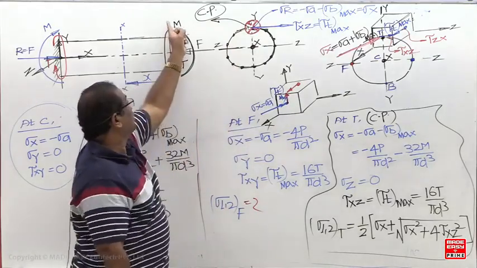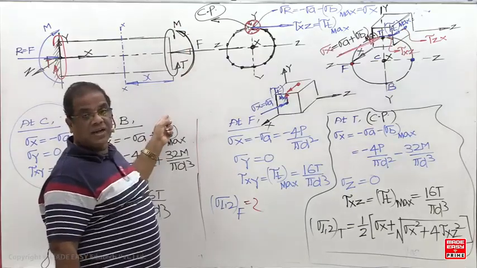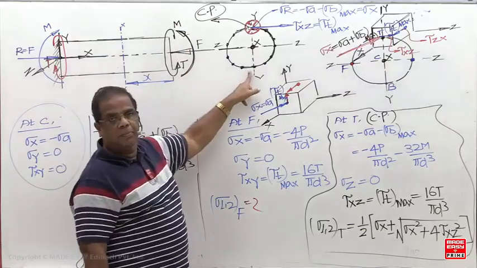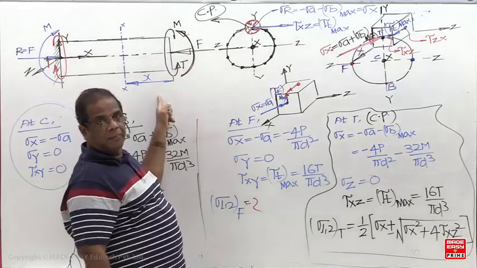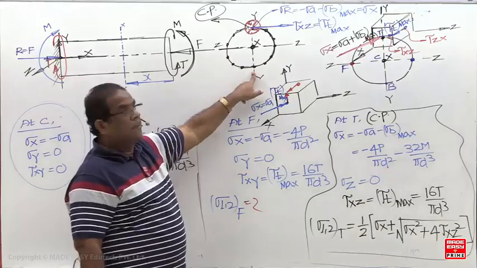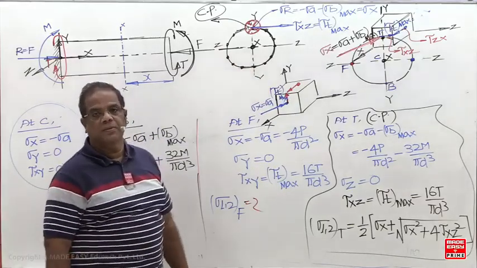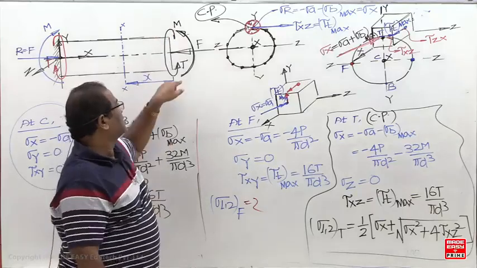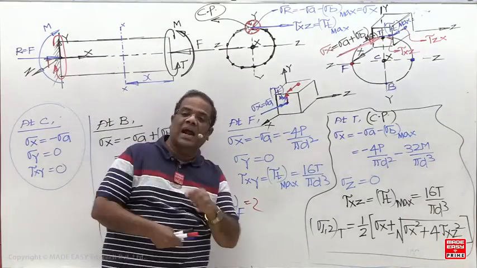So if I change this to hogging, which one is the critical point now? Bottom will be the critical point. In place of this, sagging. If I take hogging, then the bottom has minus sigma A and minus sigma B max. In the hogging case, the bottom is compressive. So if I change this, the bottom is critical, when axial load and bending both are acting.